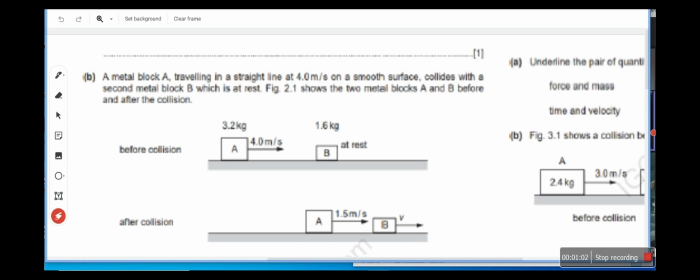Before collision, what's the speed of block A? Is everybody listening? Is everybody listening? Good. Can I hear Imonia? Are you listening, Imonia?